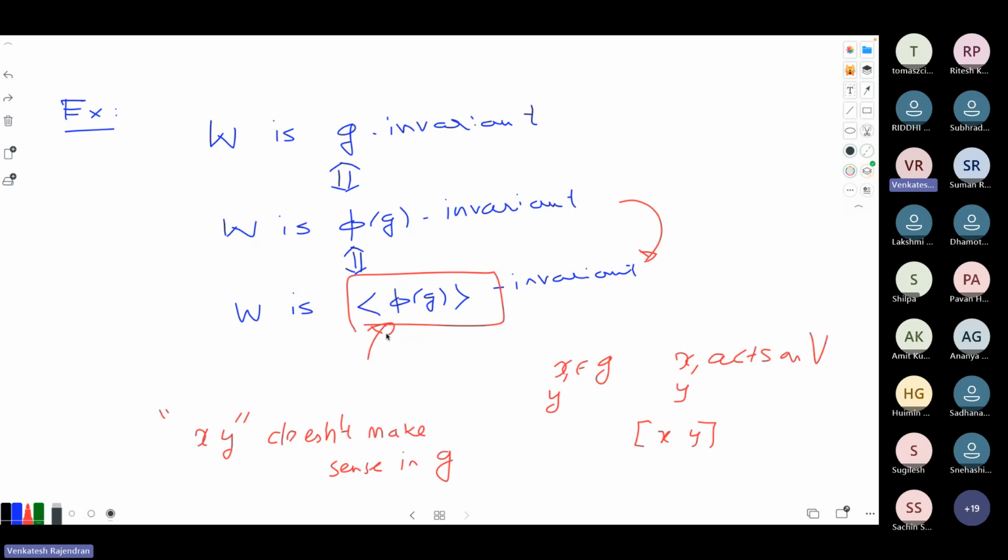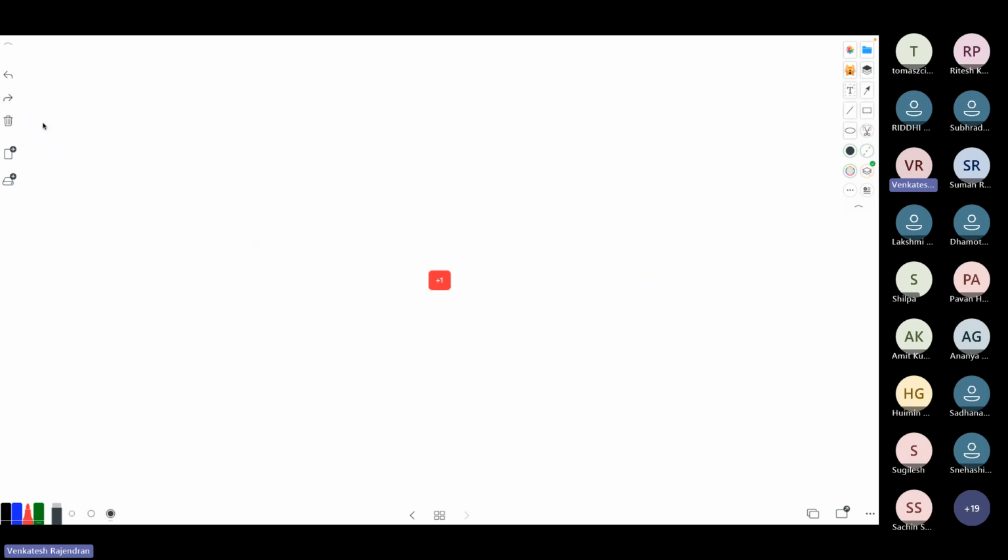But this is something like you are fixing one representation and then asking this question. But now can you vary over all possible representations and do it universally? So that is where this universal enveloping algebra comes in. So basically what you are interested in, the question is, can you make sense of the product of elements of g?